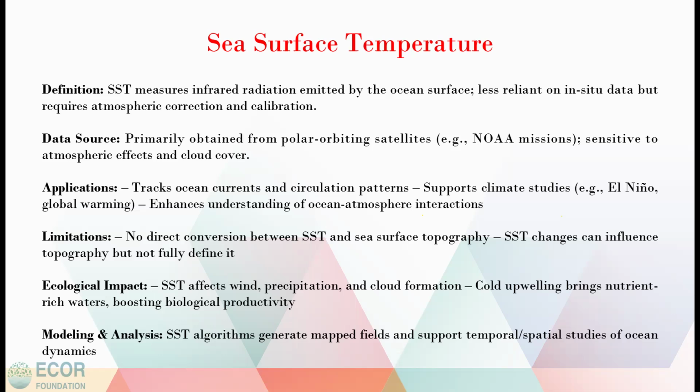The primary data source will be polar orbiting satellite missions like NOAA, which is sensitive to the atmospheric effect and cloud cover. And the applications you will know, like El Nino, La Nina, global warming, sea level rise, fisheries, water quality, harmful algal blooms. We can use this sea surface temperature anywhere and everywhere around the ocean. The main limitation is that there is no direct conversion between the sea surface temperature and sea surface topography. So sea surface temperature changes can influence the topography, but not fully define it.